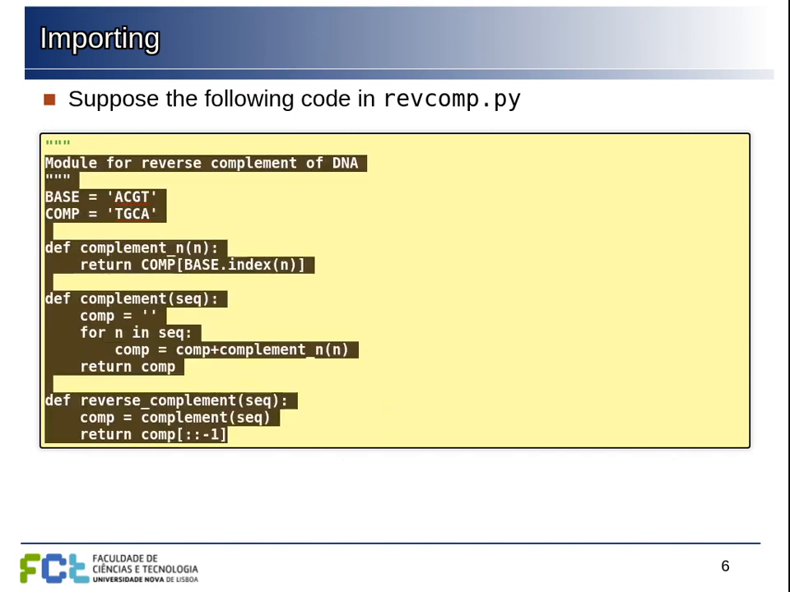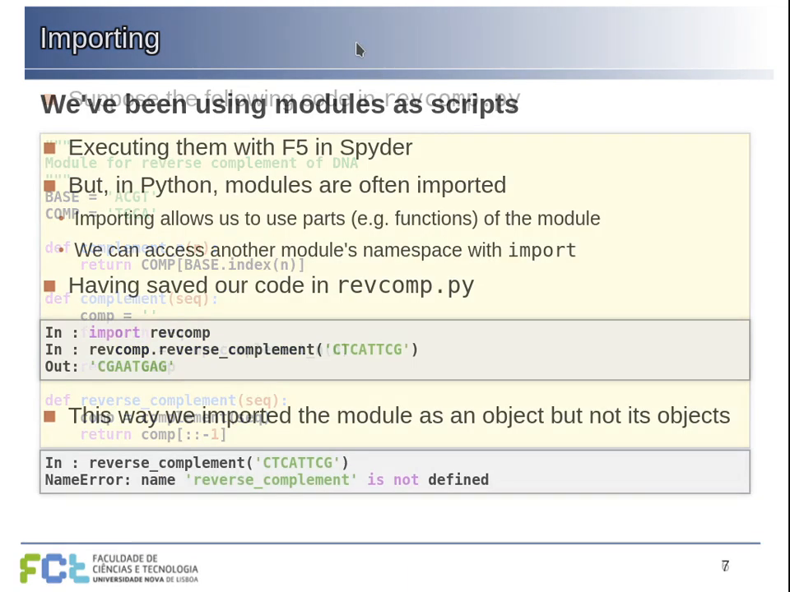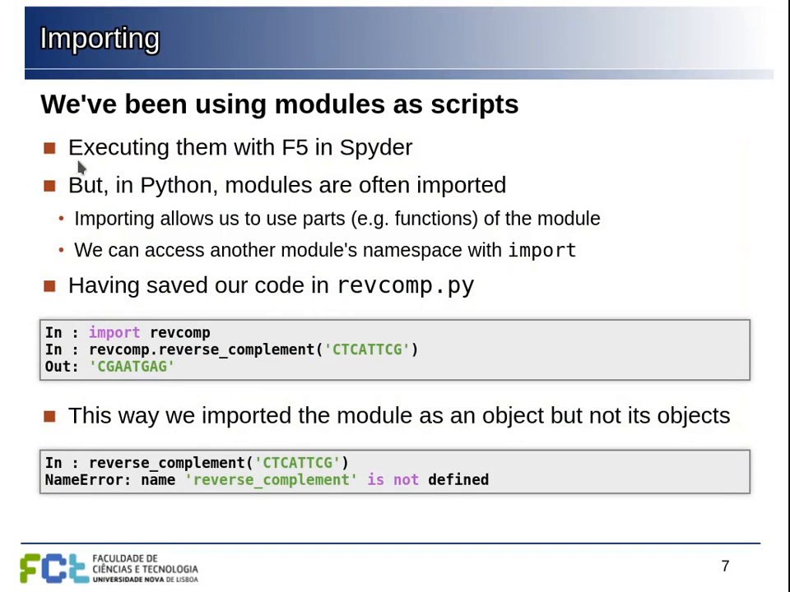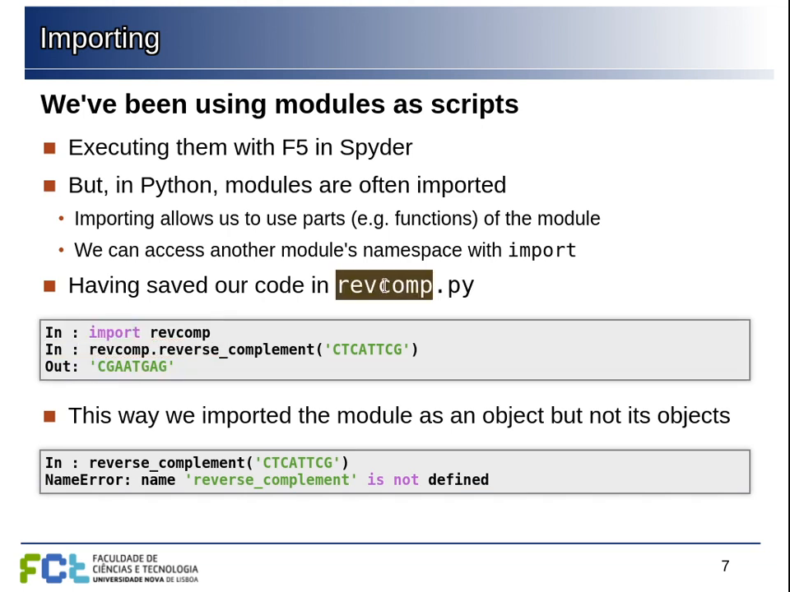So suppose we have this implemented in this file, refcomp.py, and we want to use this function for computing the reverse complement. We can easily do this without having to execute the whole script, which is what we've been doing so far. We write the script and execute it with F5 or the play button. But in Python, we can import modules. If the code is saved in this file, refcomp.py, in our current working folder, we can do import refcomp, using the name of the file without the extension, and what the interpreter will do is run that module.